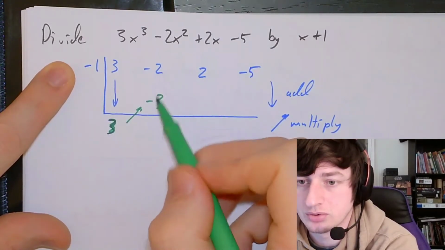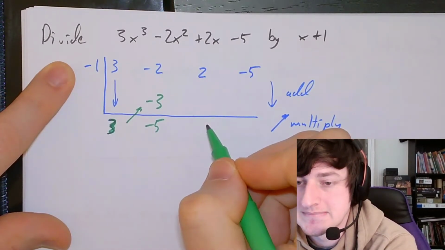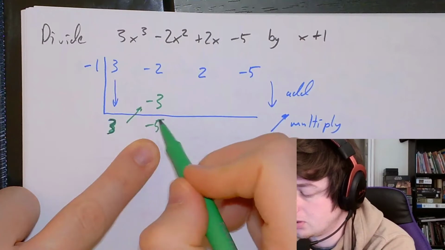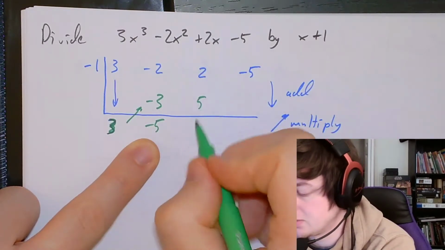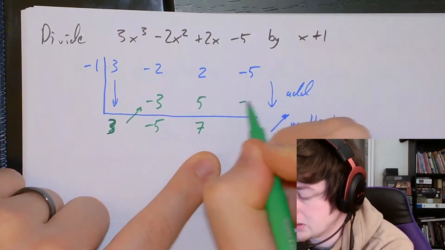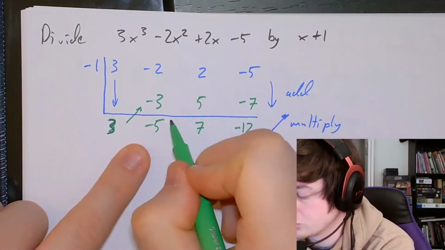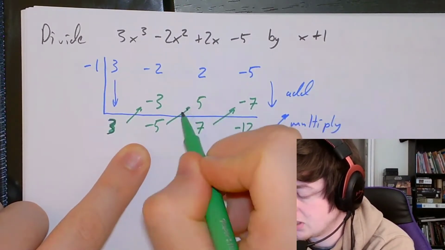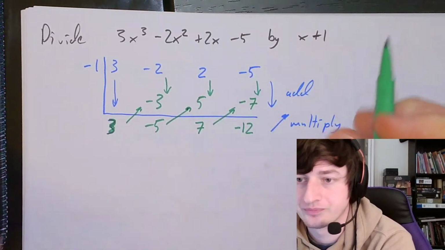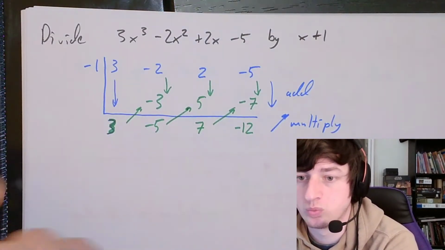And then we add down. So we get -5. And then we multiply -5 times -1. We get 5. Add down, we get 7. Multiply by -1, we get -7. Add down and we get -12. So I'm multiplying this way. Because it's -1, the sign's just changing every time. And I'm adding down. You don't need to draw all the arrows. Okay, they're just to help you keep track of what I'm doing as I go.